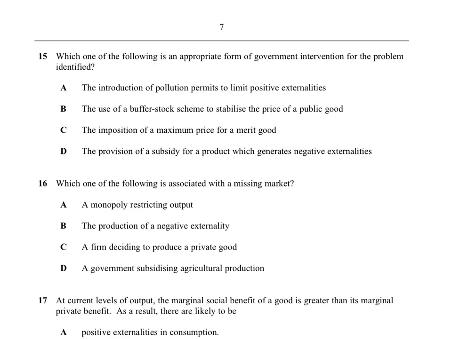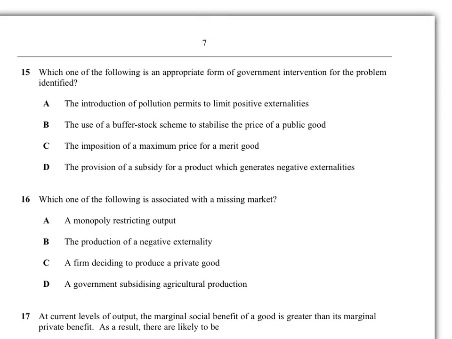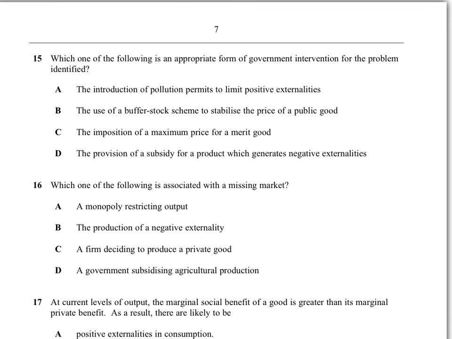Okay, next question. Question 15. Which is the most appropriate form of government intervention for the problem identified? You just need to make sure you have the right mix and match combination. Introducing permits to limit positive externalities. A positive externality is positive for society, so we would not want to do anything which limited them, so that answer is wrong. The use of a buffer stock to stabilise.